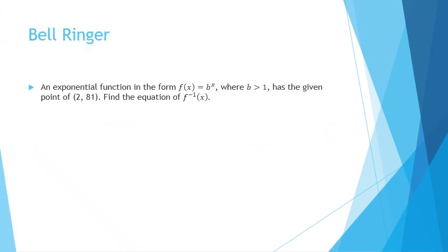All right, so here's the bell ringer for today. Pause the video if you haven't done this already, because I am about to go over the answer. An exponential function is in the form of f of x or y equals b to the power of x, where b is greater than 1, so it's got to be a positive number, and it has the given point of (2, 81).